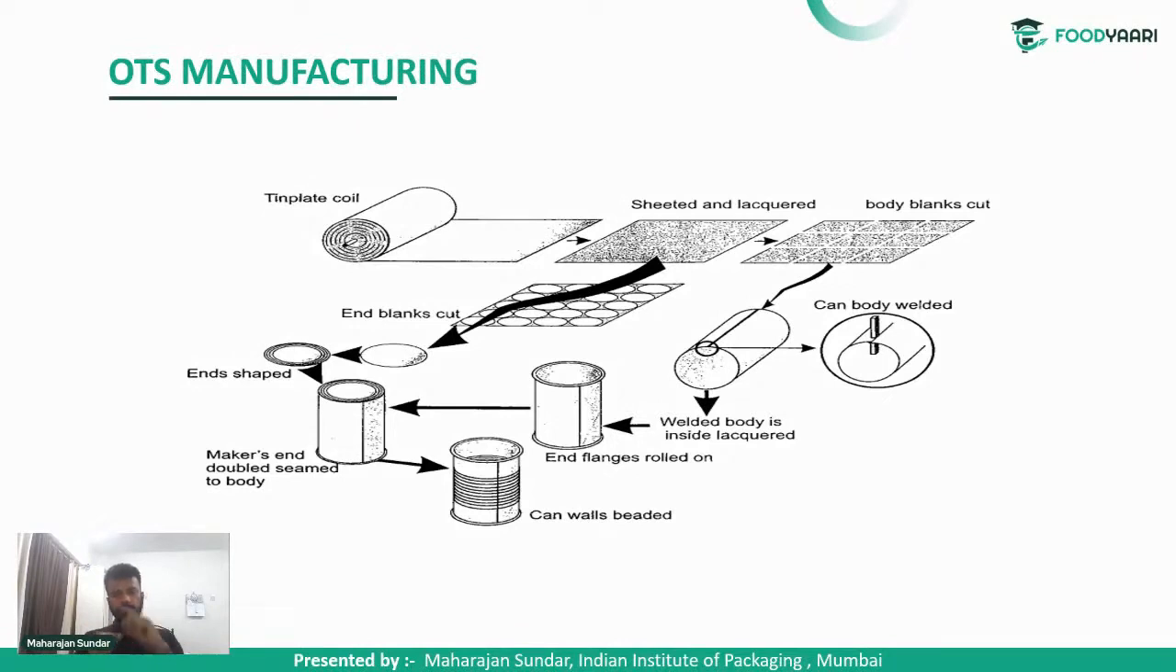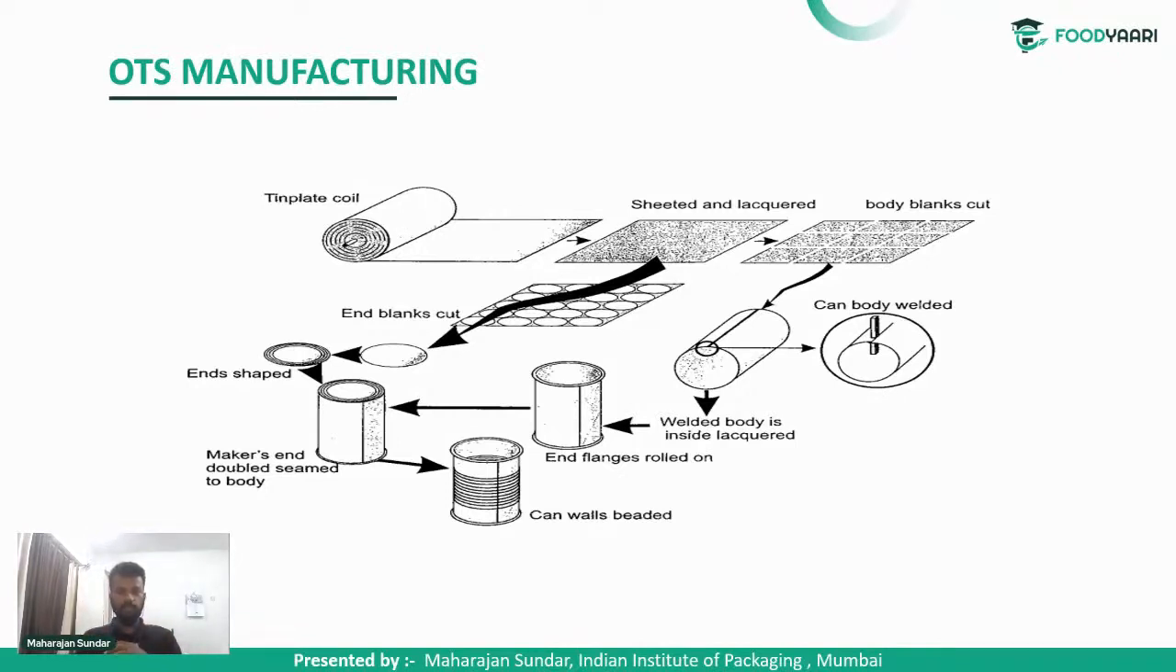Then in the same process, on the other side of the manufacturing unit, the same tin plate coil will be unfolded, and the sheets, by using die punches, the top end closures or bottom end closures are cut out. And next, after welding the body part, the end will be flanged as seen in the picture, by using mechanical action.